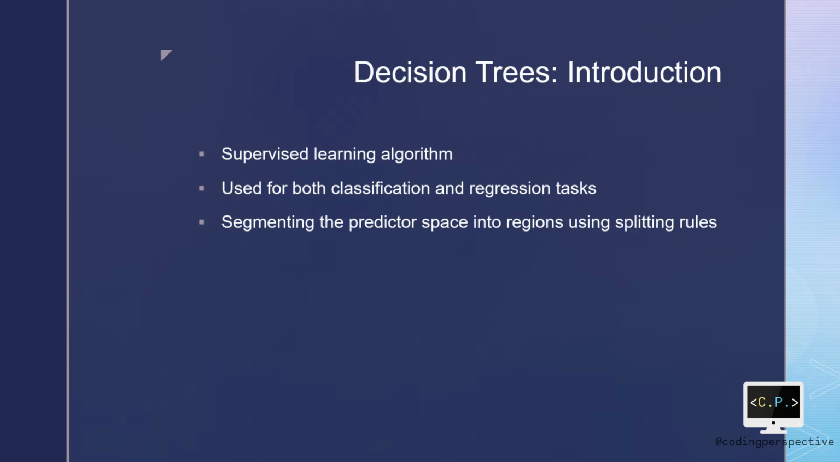Decision trees are supervised learning algorithms, so we need both the feature matrix X and a vector Y showing the labels. They are used for both classification tasks and also regression tasks. We will mention how to make predictions for each type of task in a minute. The method segments the predictor space into regions using splitting rules. At the end of this segmentation, you obtain many regions, and you will use these regions to make predictions.